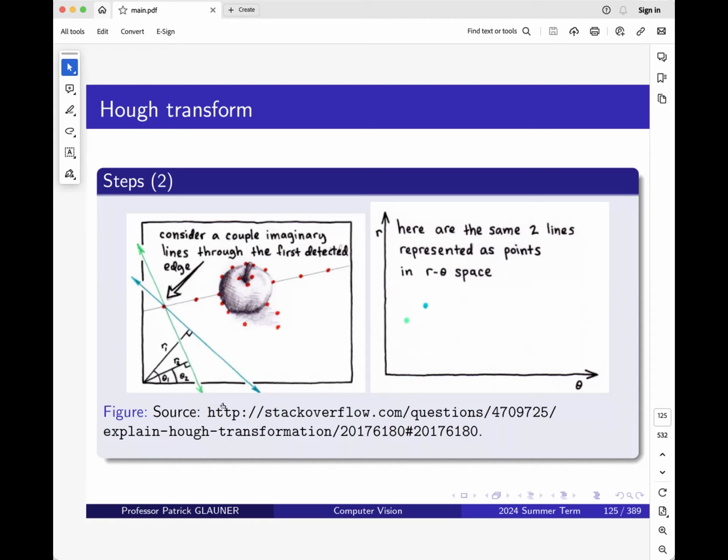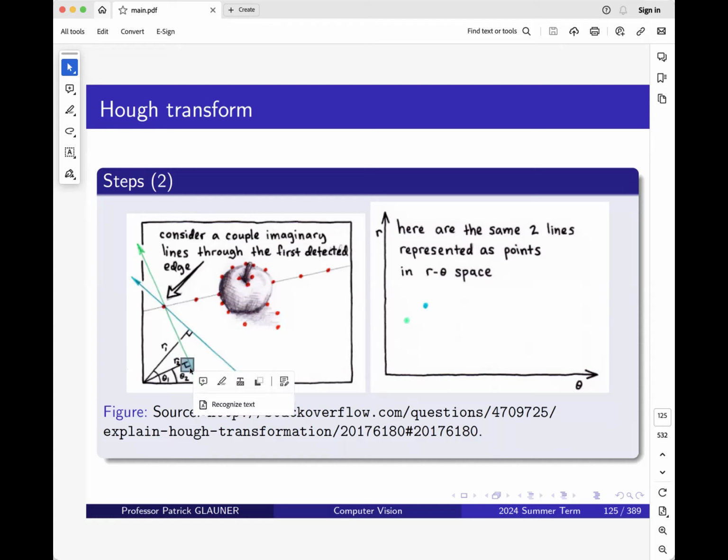And these lines can be described with a single point in a so-called R theta space, because I have my center and I can try to describe from the center my green line or my blue line. Concretely, with a distance, so for example, R2 is the distance of the green line to the center.